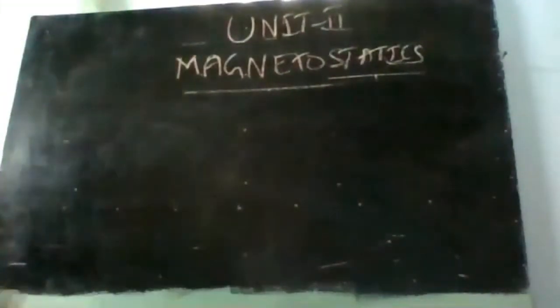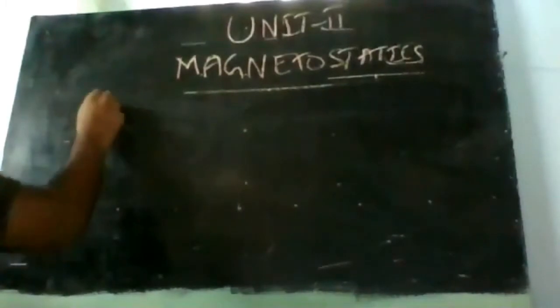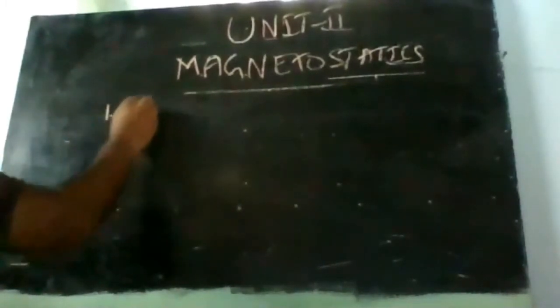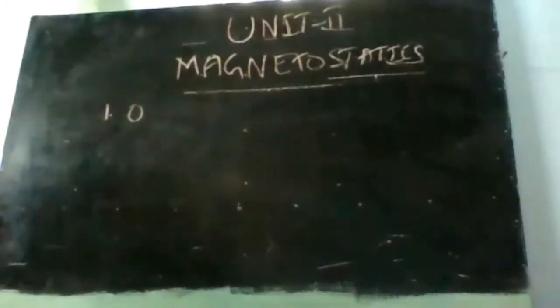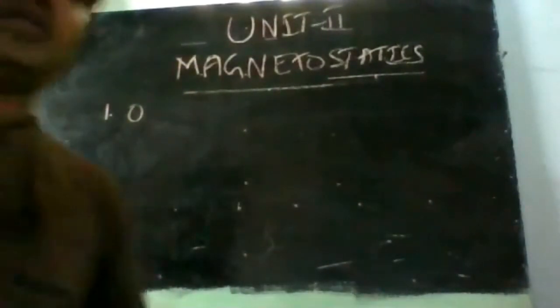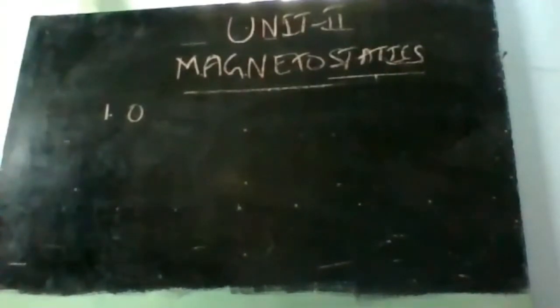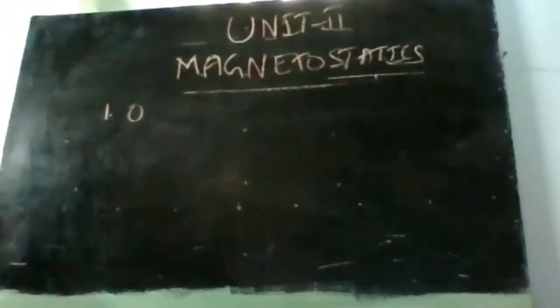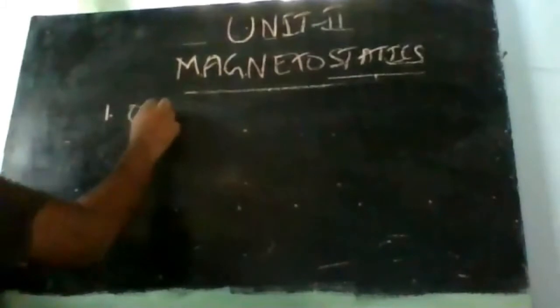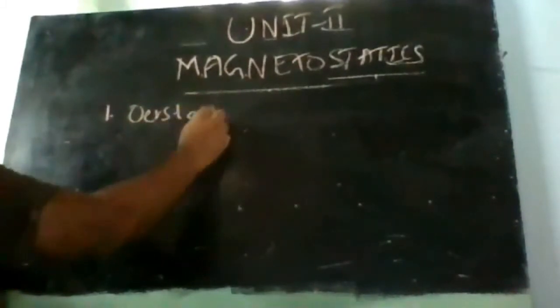Before that, the first thing is Oersted's experiment. The basis of electrostatics is Coulomb's law, because Coulomb identified that whenever there is a charge at rest, around this charge there will be some force, and the force will be of electrical nature. Similarly, magnetostatics, or static magnetic fields, originated with the help of Oersted's experiments.